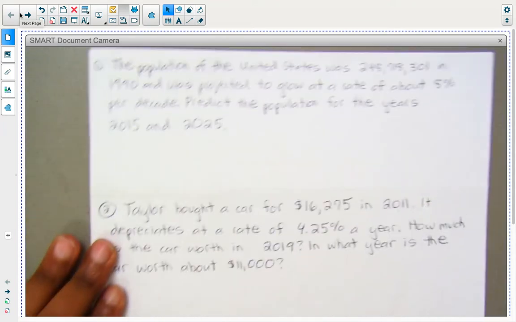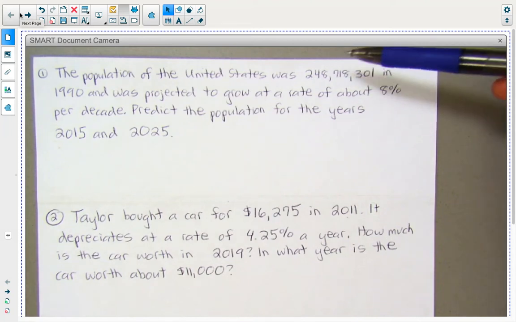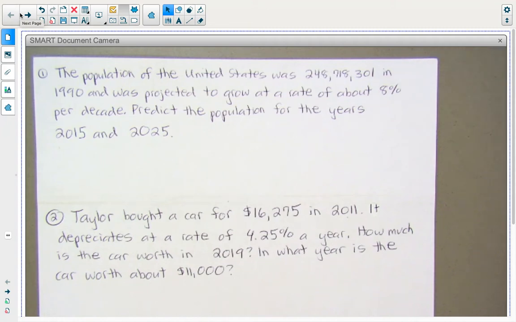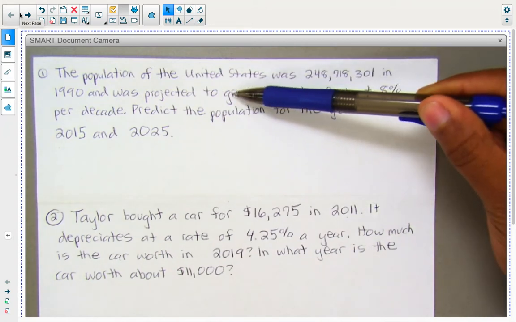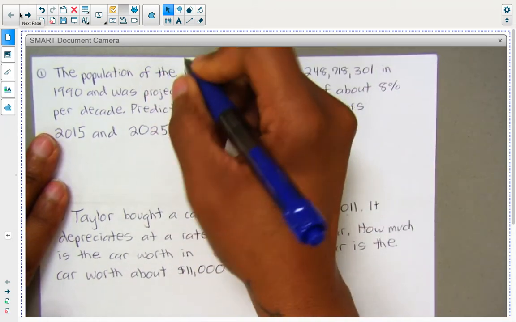So here is the first problem. The population of the United States was 248,718,301 in 1990 and was projected to grow at a rate of about 8% per decade. Predict the population for the years 2015 and 2025. So we're going to go through and we're going to solve this problem. So first thing we need to recognize is if it's growth or decay. Because the problem gives me a key word, it says grow, then this problem is going to be a growth problem. So we're going to write our formula down.